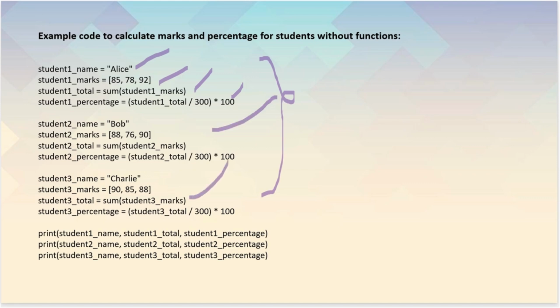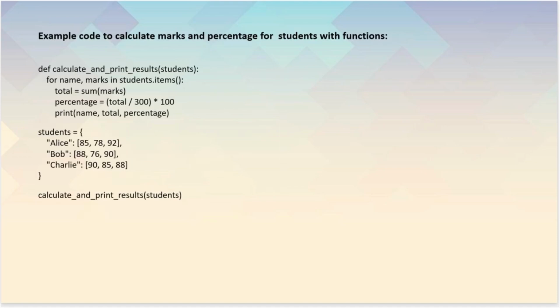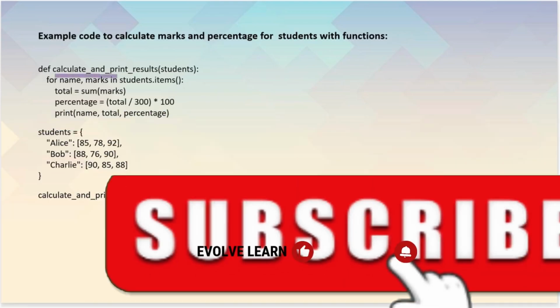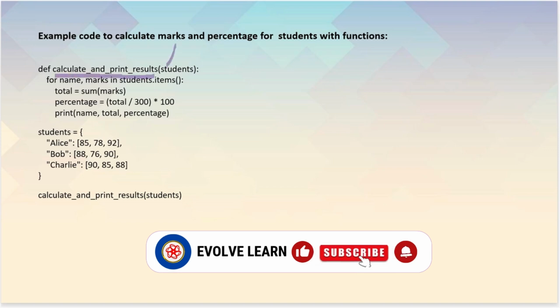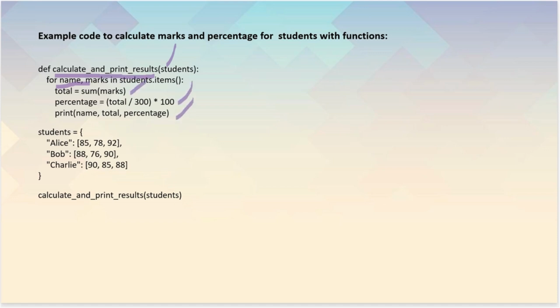Let's write the same code using functions. In this, we have initialized a function called calculate and print results, and we are providing students as its parameter. In this, we use a for loop and it will iterate for each and every student to calculate their marks, percentage and to print. And outside this function, we are providing parameters of individual students and we are calling the function here.